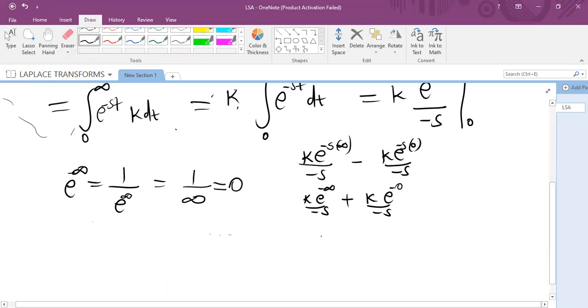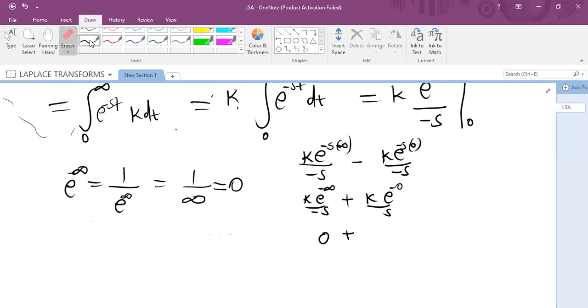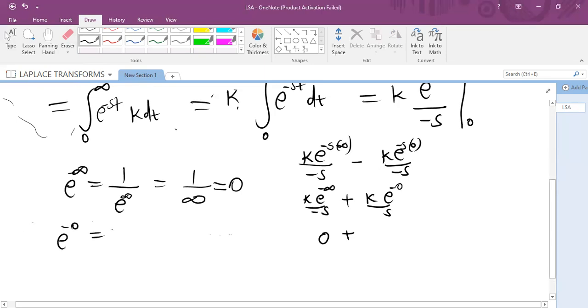So this here translates to just 0 plus, so minus gave us a plus there, so we don't have this minus over here. So plus exponential raised to the power minus 0. Exponential raised to the power minus 0 is the same as 1 over exponential raised to the power 0. 1 over any number raised to the power 0 is 1. So obviously this is just going to translate to 1. So here we have k over s. So k over s is our Laplace transform of a constant k.